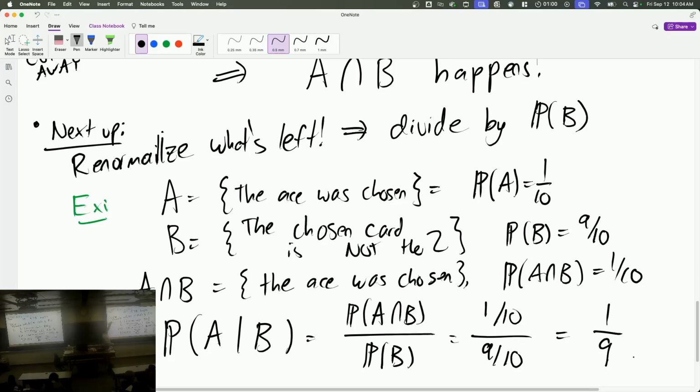Sometimes it's easier to do it the intuitive way and puzzle it out, but a lot of times it's easier to use the formula, and the formula has a lot of power to it. You can do some really hard problems by cranking through the formula if you know when to use it. Okay, that's the definition of conditional probability.